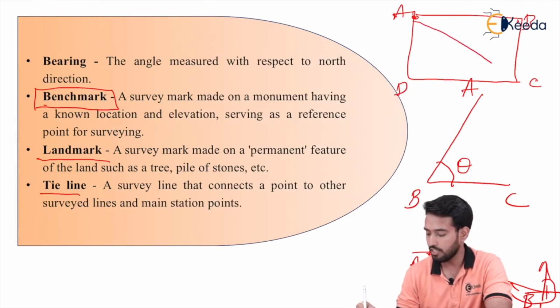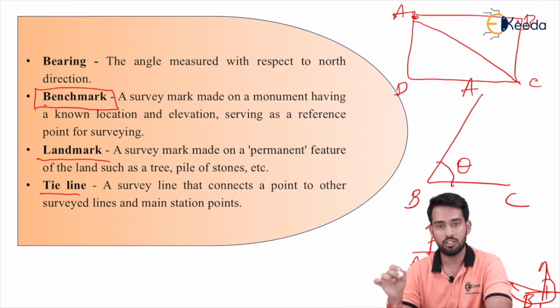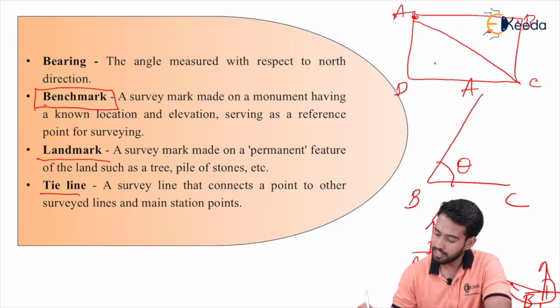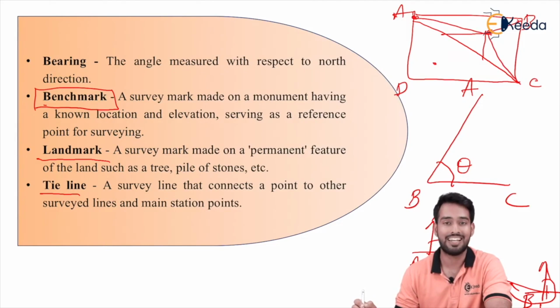A line joining A and C, or the main line, the control line, is known as your baseline. And the further lines which are joining the substations or secondary stations are known as your tie lines.